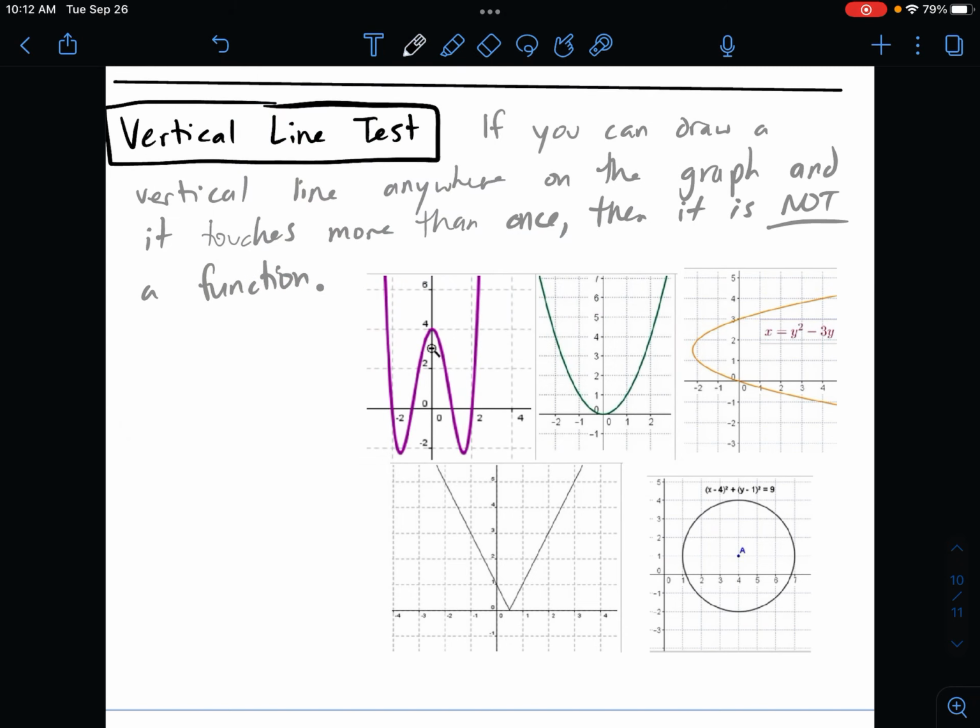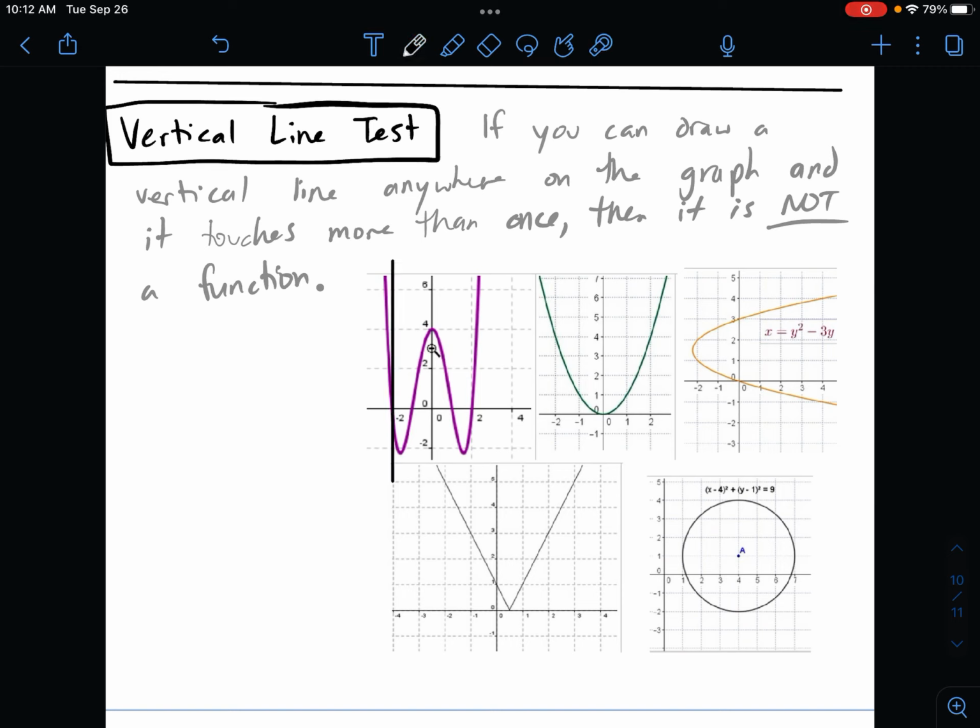And then the other thing we can do for graphing is use something called the vertical line test. The vertical line test is going to tell us whether or not a graph represents a function. So if you can draw a vertical line anywhere on the graph, so on the left, in the middle, on the right, no matter where you draw it, if it touches more than once, then it is not a function. Okay, if it touches more than once, then it's not a function.